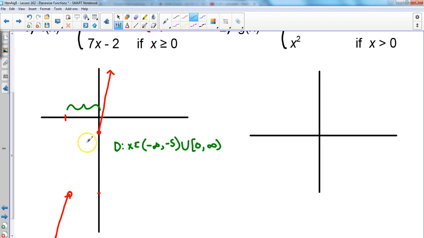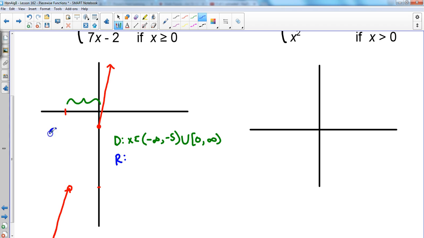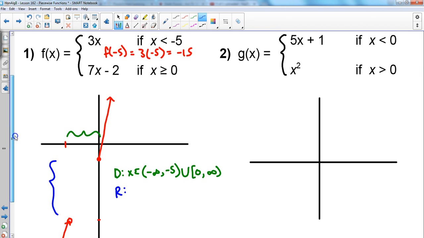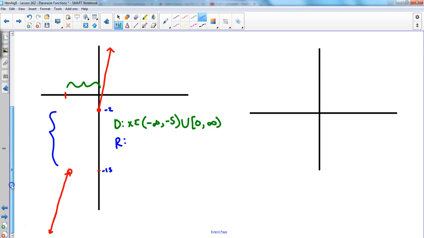If I wanted to figure out what the range was, and maybe this is a good exercise just for the sake of practice, I've got this gap in my range where this function will never spit out these values. And so I know that those values are, when I plug this in, this is -2, this is -15. And so my range values are going to go from -2 all the way up to infinity, and not including 15, but everything below 15.